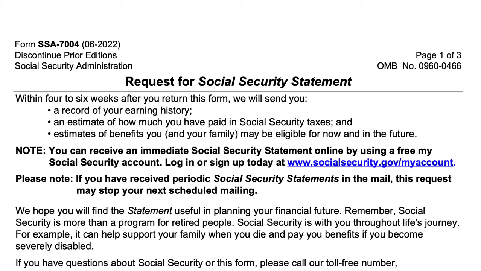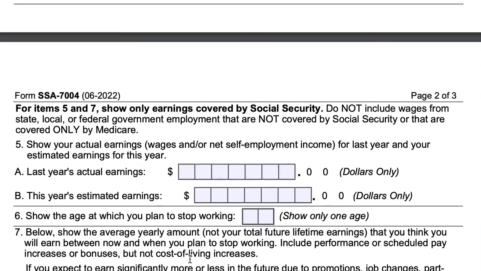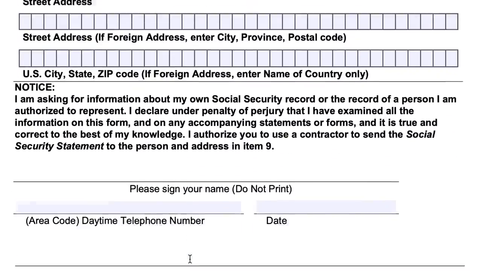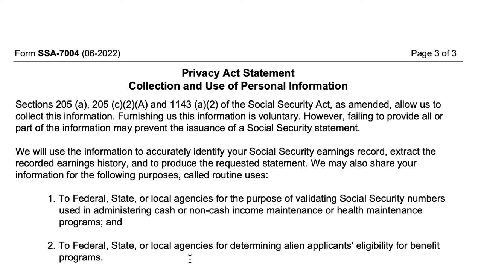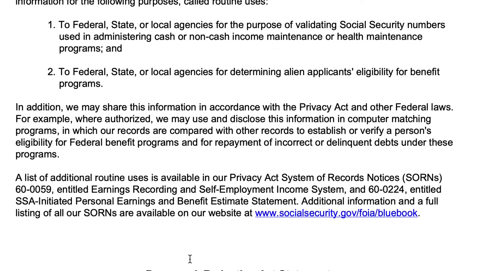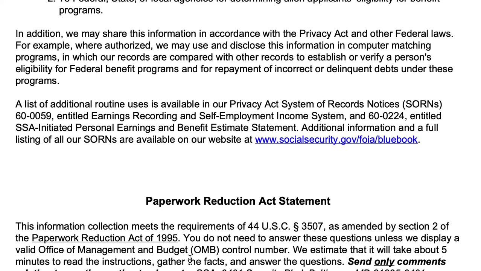Form SSA 7004. This is a request for a Social Security statement. This form is really 2 pages long to complete, but when you go to the SSA, the Social Security Administration website, to download the document, you'll find 3 pages. So the first 2 pages are the form itself. So this is page 1, page 2, and then on the 3rd page is information about the Privacy Act statement, which is required by federal law, as well as the Paperwork Reduction Act statement.